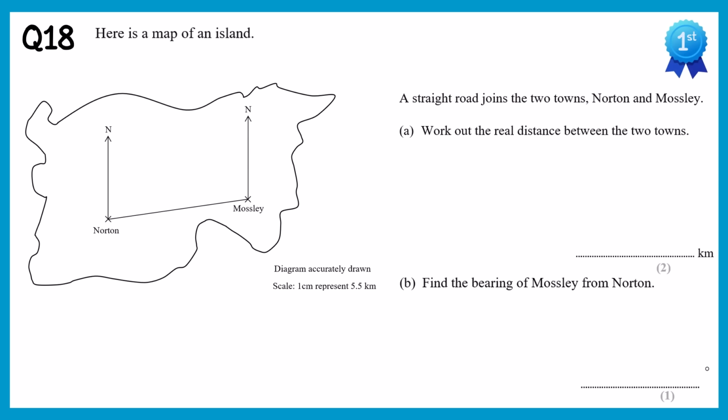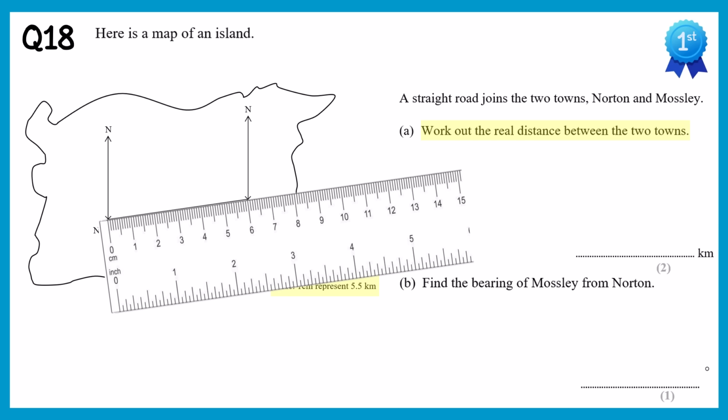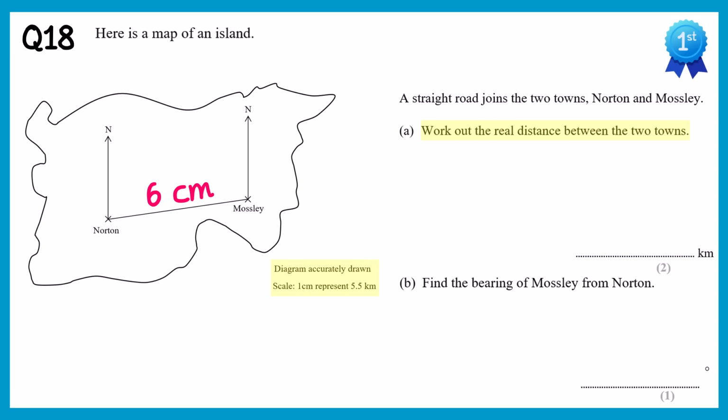In the first part of this question, we need to measure the real distance between two towns, and we've been told about the scale on the map. It's 1 centimetre represents 5.5 kilometres. So if you take a ruler and measure the distance between the two towns, you should see that it's 6 centimetres. You may get a slightly different answer to this depending on how your page has been printed. If you do print it on full scale A4 paper, it will be exactly 6 centimetres.